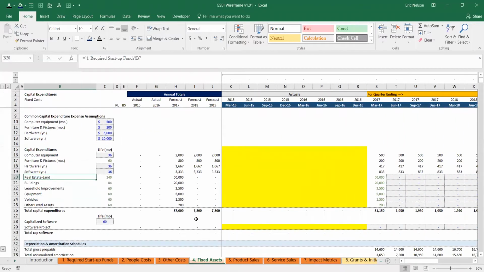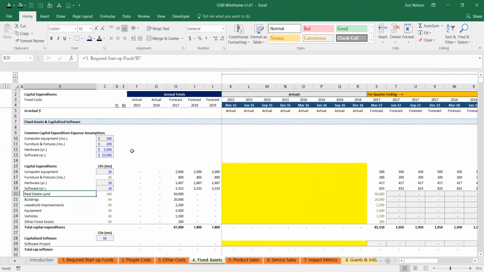So in order to quickly go through this, we've arranged for some boxes where you can input assumptions. This one indicates how much you plan on spending on computer equipment per quarter. So this would signify that you plan on spending $500 a quarter. If I change this to 1,000, you can see this change throughout your forecast period and also reflecting your annual totals.